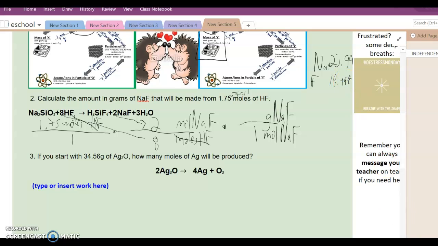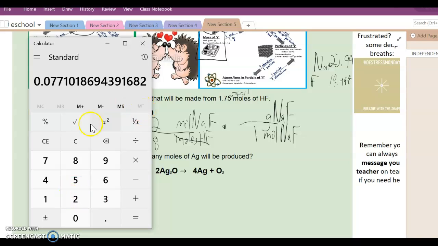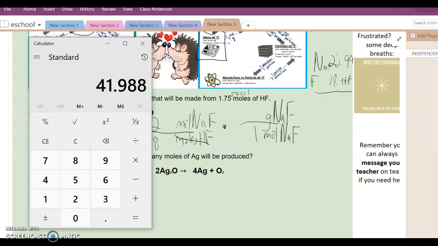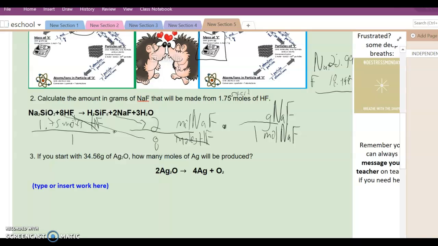Great, now I've got to add those together. 22.99 plus 18.998. That's going to give me a total mass. So I know that in 1 mole of NaF, I'm going to have this many grams: 41.998. Great. Alright, these units will cancel. Now let's solve this thing.